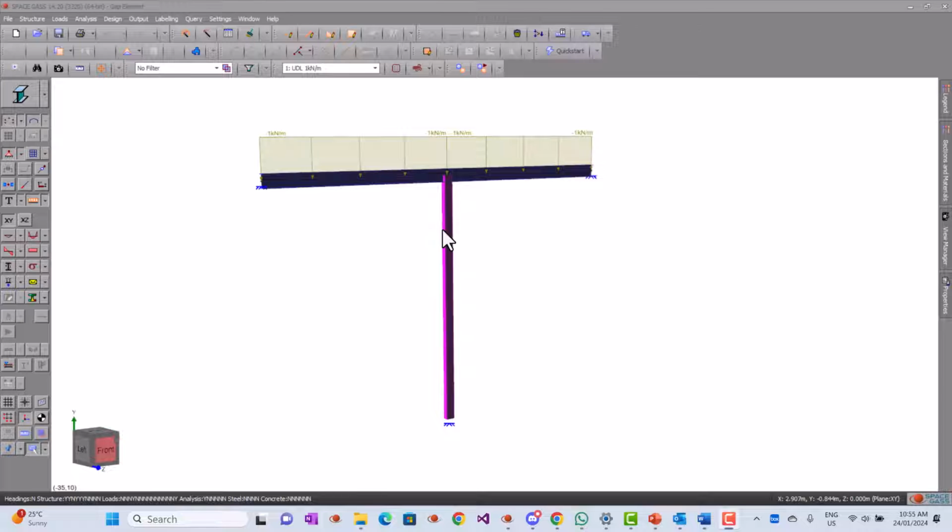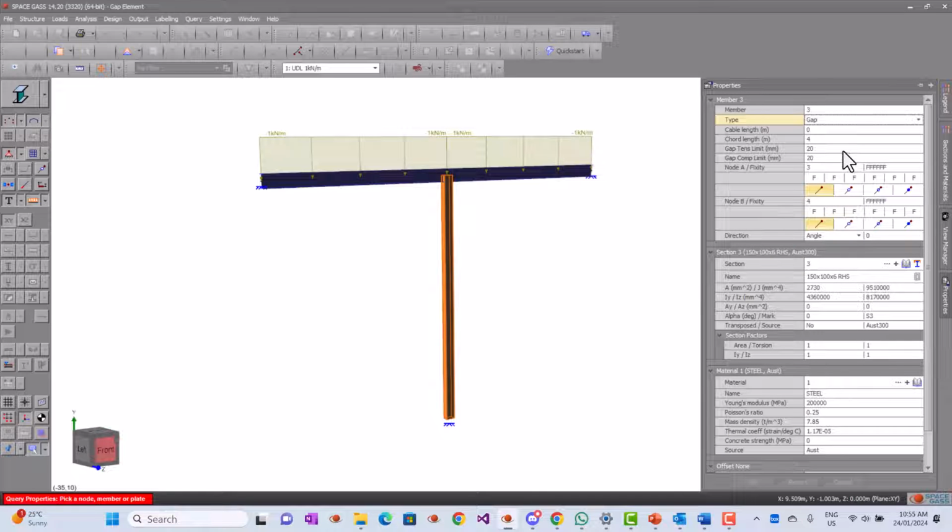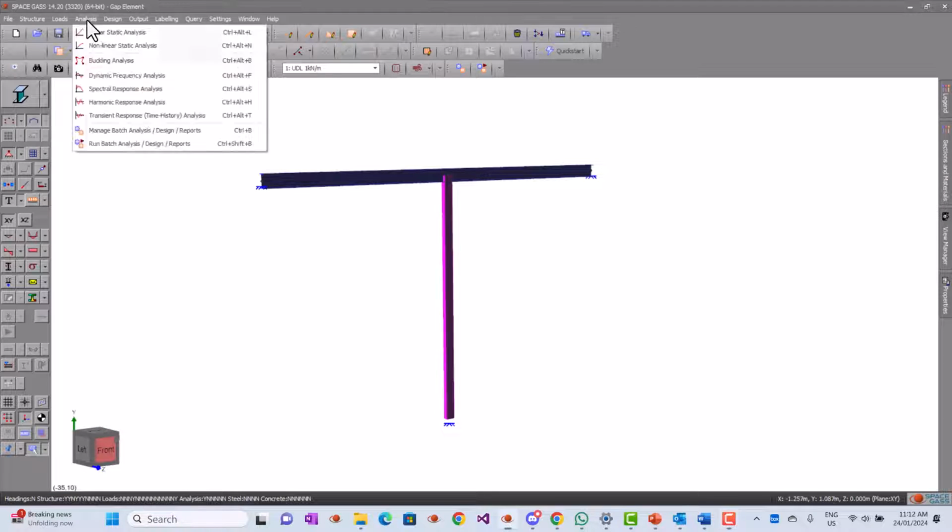You can designate a member as a gap member by double-clicking on it and then selecting Gap as the member type in the Properties form. Note that there are two unique attributes to consider: the gap tension limit and the gap compression limit. These limits must be reached before any axial force is developed in the member. In our example, we can set the gap to match the length of the slotted connection. Let's proceed to analyze the model and observe the results.